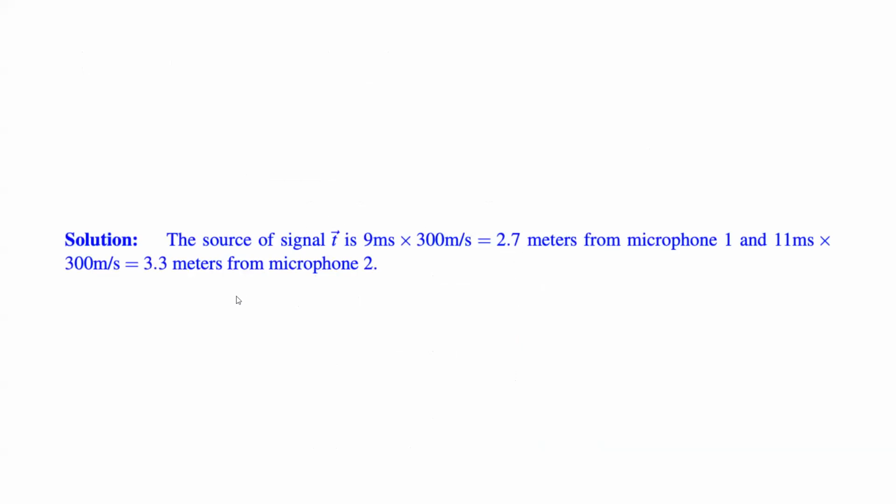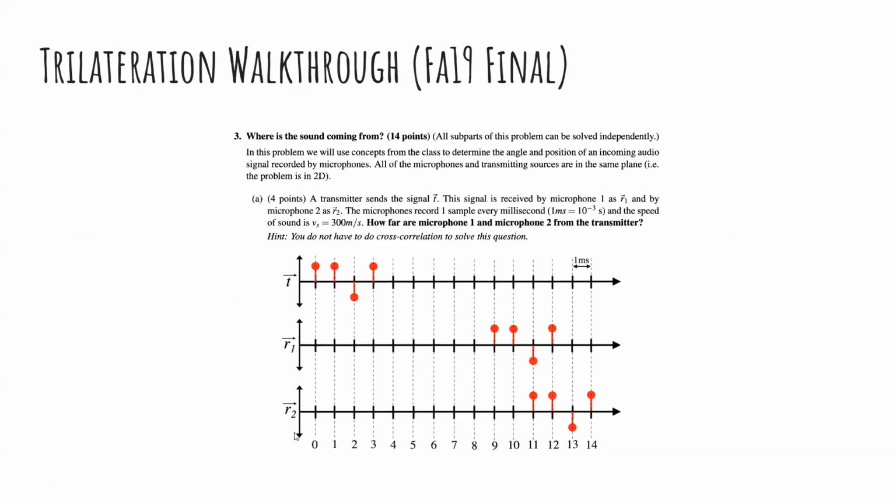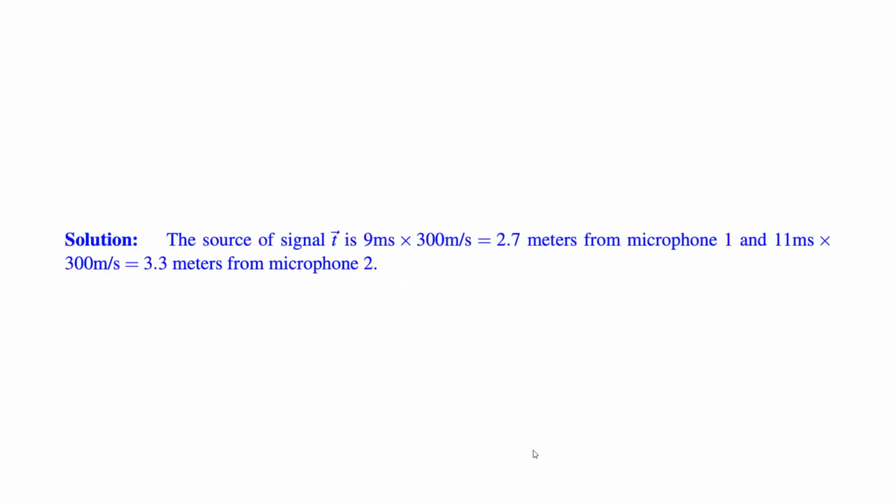And then similarly for the second one, R2, we see that the signal is received at 11 milliseconds. So we multiply again, 300 meters per second by 11 milliseconds, and we end up getting 3.3 meters. Normally you would use cross correlation to solve this, but they told you in the problem, they already filtered it out for you to show you exactly where the signal was.